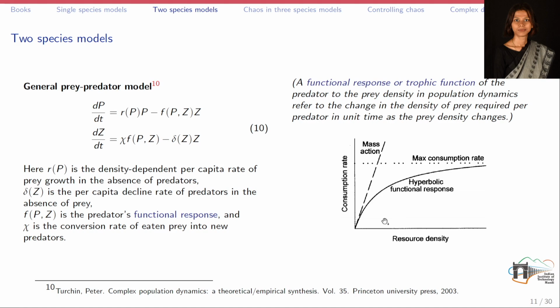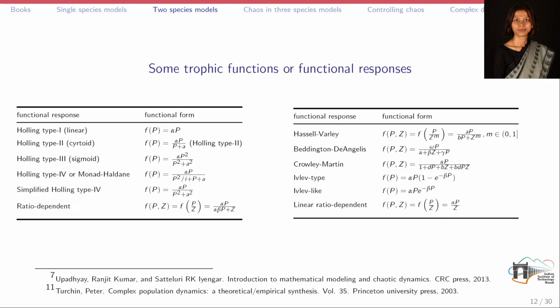So there are different types of functional responses that are being studied in ecology or in mathematical ecology. Some of the very standard and famous functional responses can be seen here in this slide. First one is Holling type 1 functional response, also known as linear functional response, which takes the form shown here, alpha p. And then Holling type 2 functional response, also known as Monod functional response, which takes the form alpha p upon p plus a.